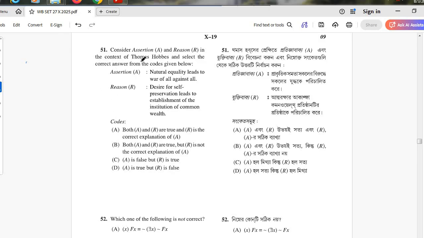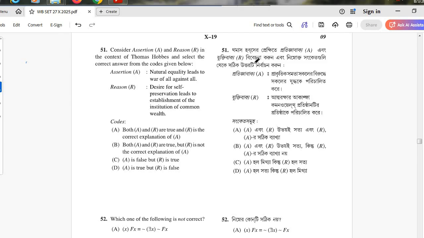Consider assertion A and reason R in the context of Thomas Hobbes and select the correct answer from the codes given below. Assertion A: Natural equality leads to war of all against all. Reason R: Desire for self-preservation leads to establishment of the institution of Commonwealth.